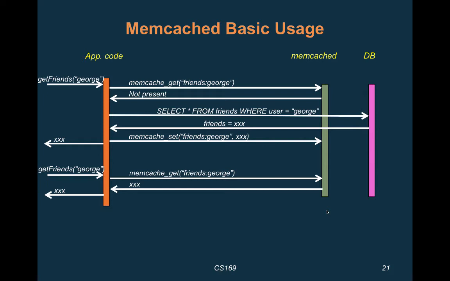Later on, another similar request comes. Get friends of George. You construct the same key, friends George, go to the cache and say, yeah, I have it. And it gives it back, and you save the request to the database. Any questions? So the only thing that tells Memcached to go back to the database is time. If time expires, then it doesn't have it, and you have to go to the database again.